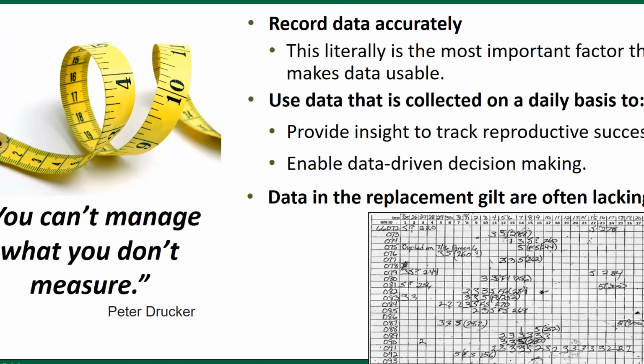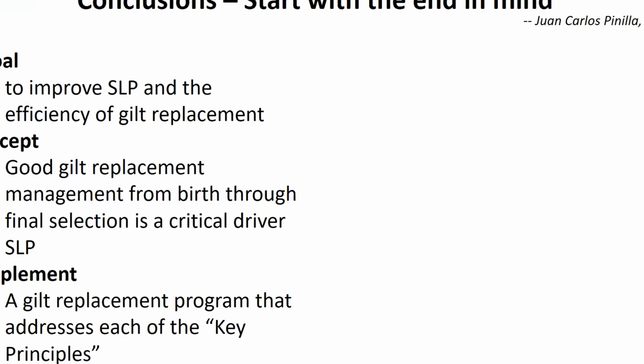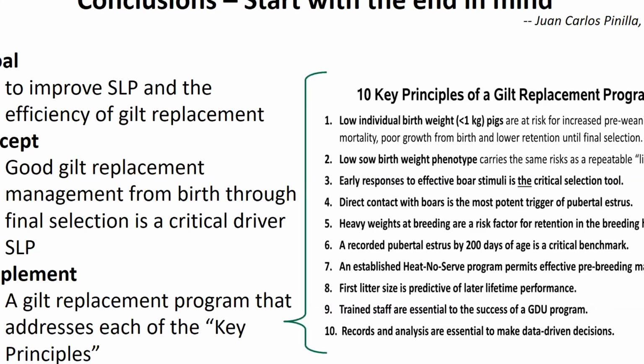how we're doing. So in conclusion, I think it's really important that we start with the end in mind. Our goal is to improve sow lifetime productivity and the efficiency of gilt replacement management. We have to accept that good replacement management from birth is a critical driver of sow lifetime productivity. And we have to implement a system that really identifies these 10 key principles.